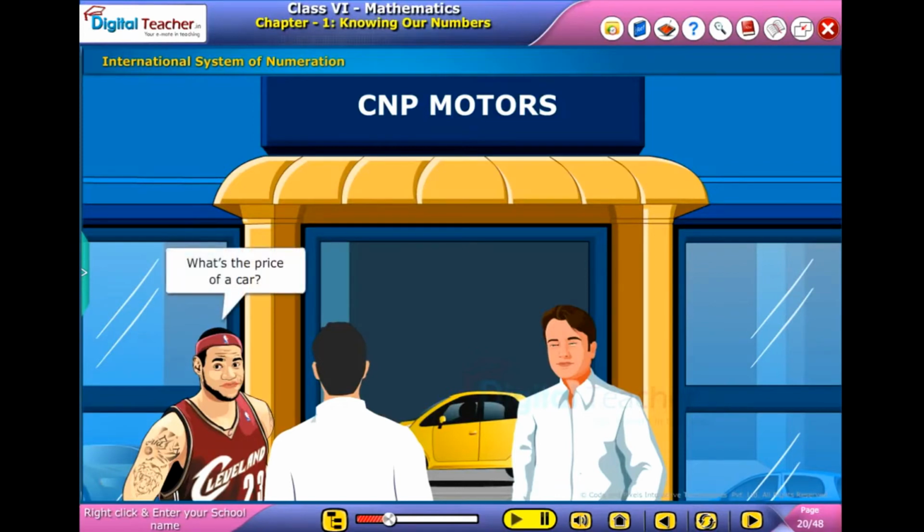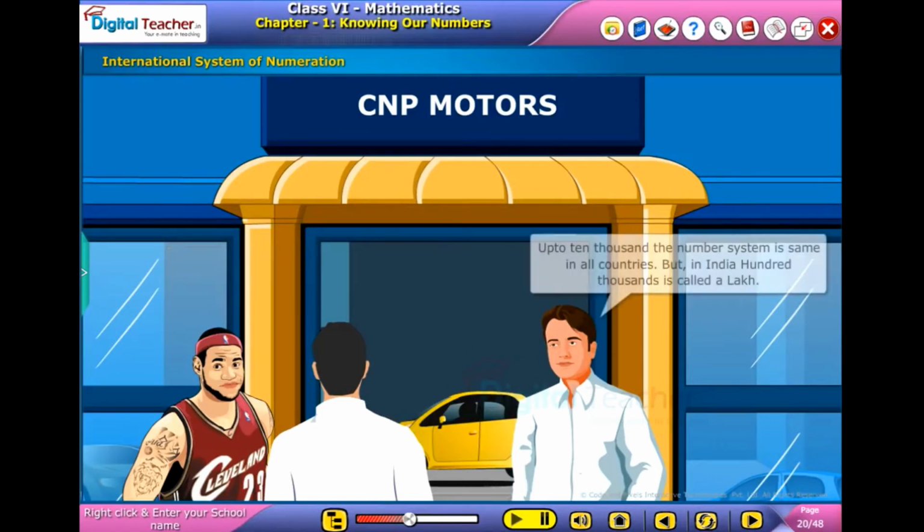What's the price of a car? 1 lakh. I didn't get you. What is 1 lakh? Up to 10,000, the number system is same in all countries. But in India, 100,000 is called a lakh.